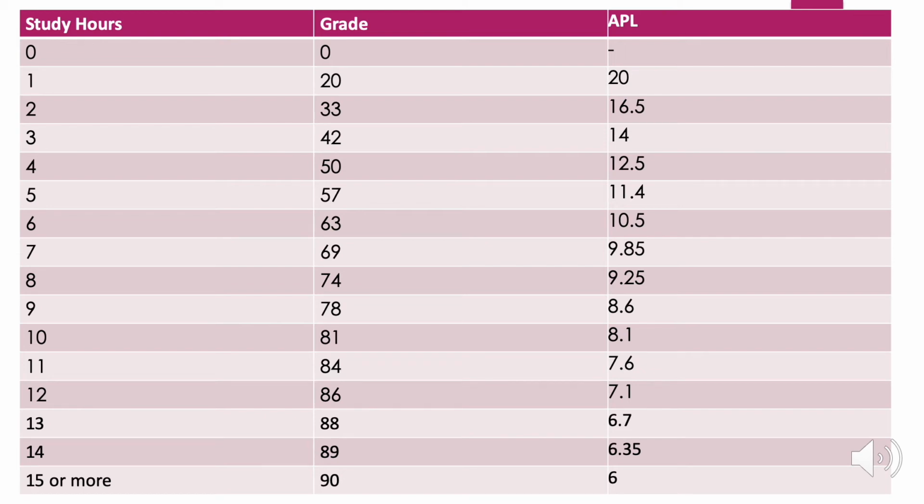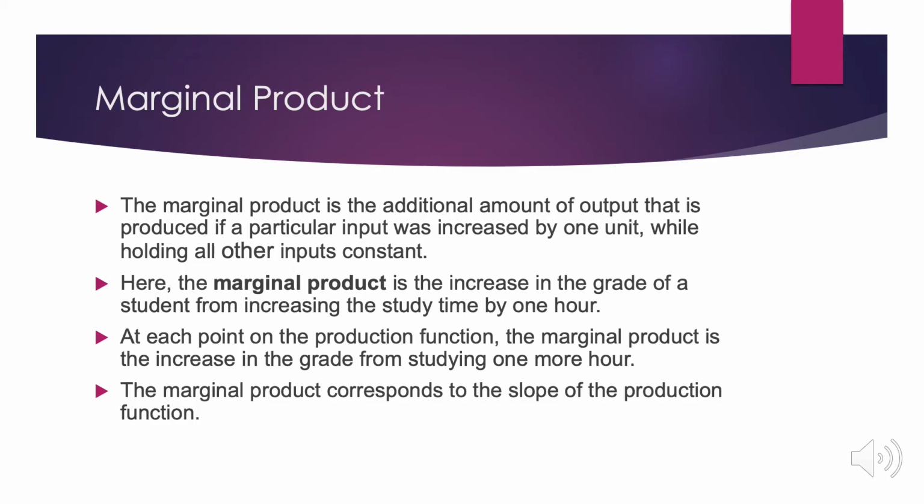The marginal product is the additional amount of output that is produced if a particular input was increased by 1 unit while holding all the other inputs constant. Here, it means the increase in grades obtained as a result of increasing the study time by an hour while holding all the other variables that affect the grades, such as study environment, productivity, etc. constant. It means the increase in the grade of the student by the increase of study time by an hour.